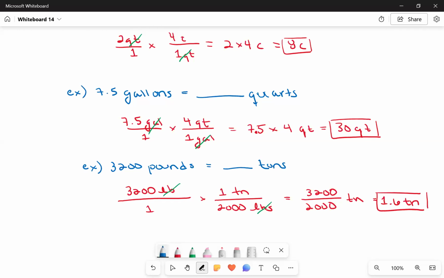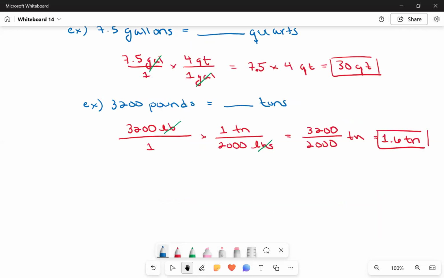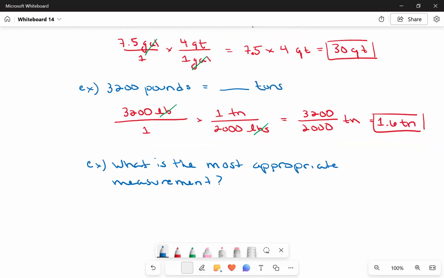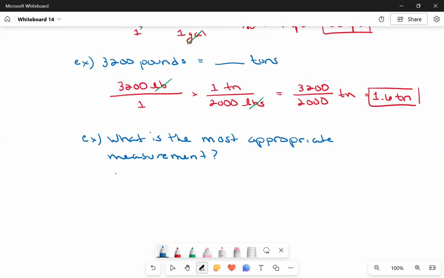Okay, so they kind of do this exercise where they ask, what is the most appropriate measurement? And I'll give you some examples. So we'll start with the first one. I'll answer it, talk about why, and then I'll give you the next ones to try, okay?